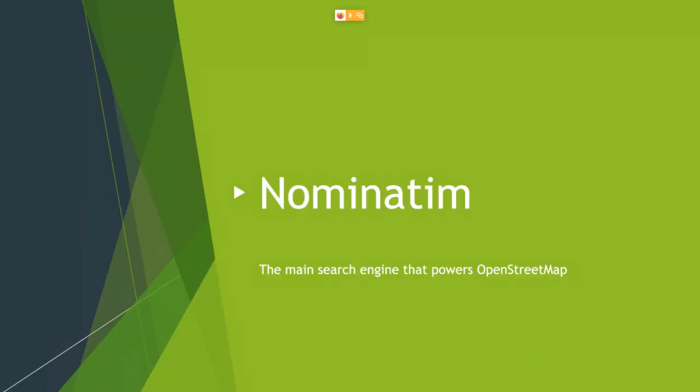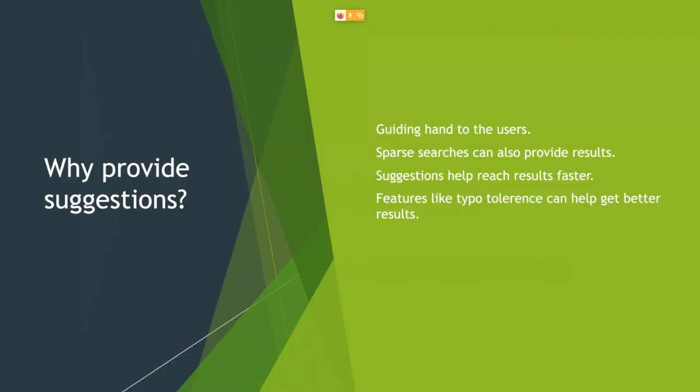Nominatim is the main search engine that powers OpenStreetMap. If you go to openstreetmap.org and search anything, there are other search engines as well, but Nominatim is one of the main search engines there. Nominatim uses a PostgreSQL database to store OpenStreetMap data. Initially, suggestions are not directly available on Nominatim. If you type and search, only then you get results. There are no results when you are typing.